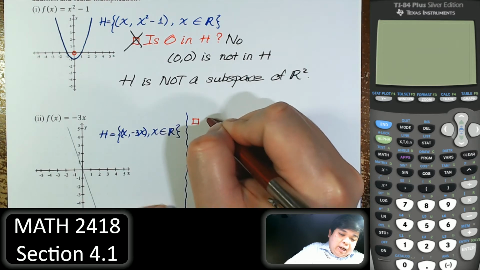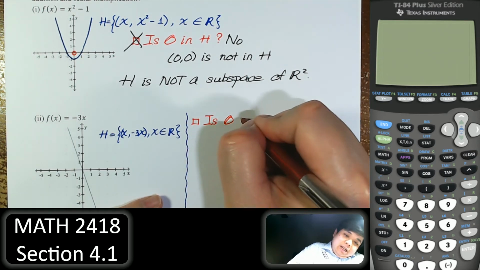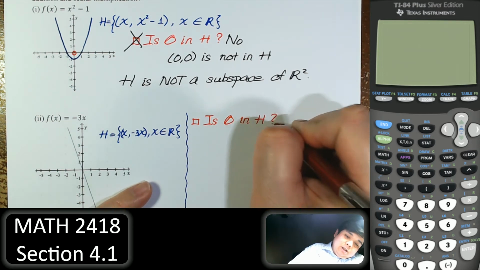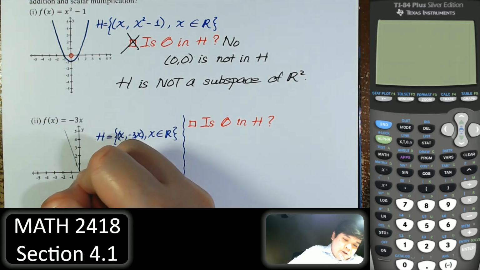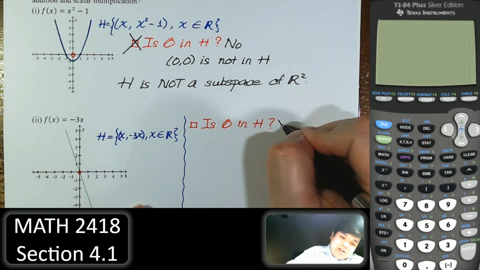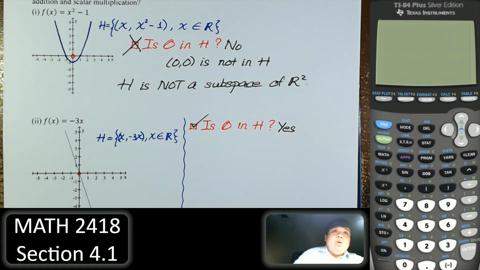First of all, is the zero vector in H? Well, we see the graph, it goes to the point 0, 0, right? So the answer is yes. Go to the next.